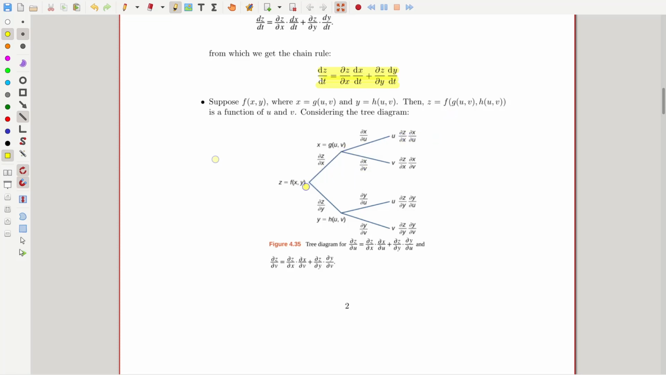This is a tree diagram that depicts all of the relationships. So f ends up depending on x and y. X depends on u and v. Y depends on u and v. If I were to draw it the other way, it would be, let's see, f depends on x and y, and then you have another layer of variables, like so. So you have that x depends on u and v, and y depends on u and v.